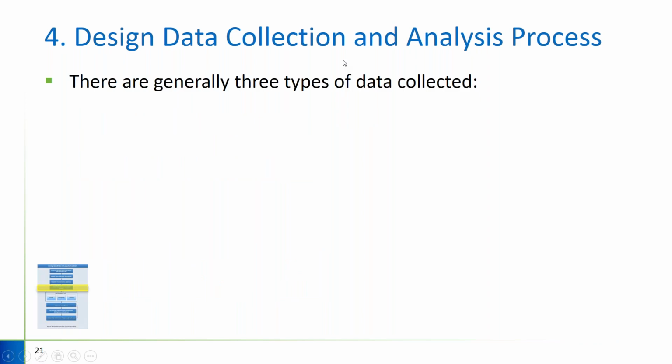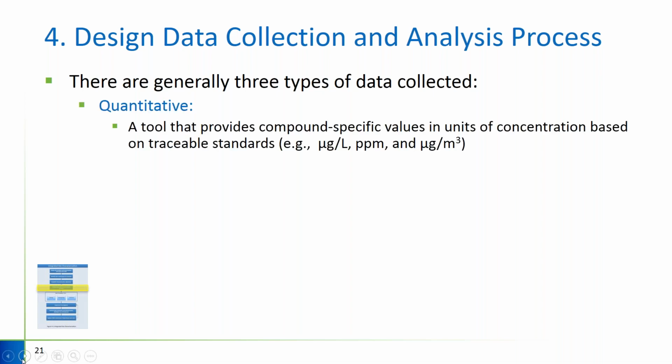In terms of the types of data, this is a categorization we came up with for the ITRC document, and it's relevant for the next phase in the process, which is tool selection, which I'll get to in a minute. We talk about quantitative data. This is when you're getting a mass per volume, micrograms per liter, parts per million, etc. So it's compound specific values. It's not a vague measurement. You're getting TCE concentrations in micrograms per liter. That's a quantitative data type.